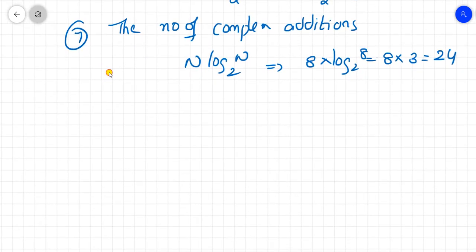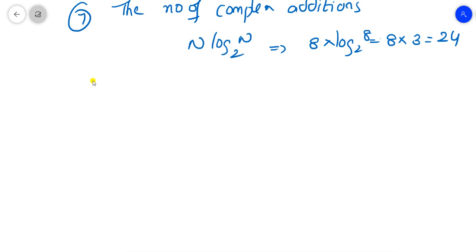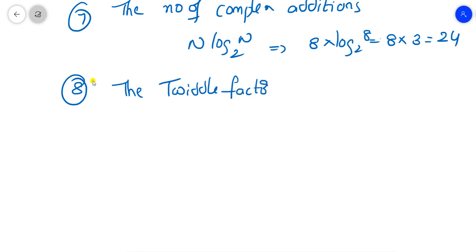Okay, now we will see step 8. What is step 8? Okay, step 8 is the most important step: to determine the twiddle factor exponents, which are given for this decimation in time algorithm.